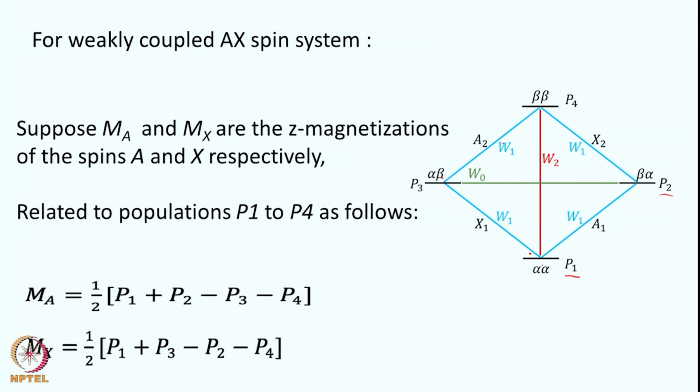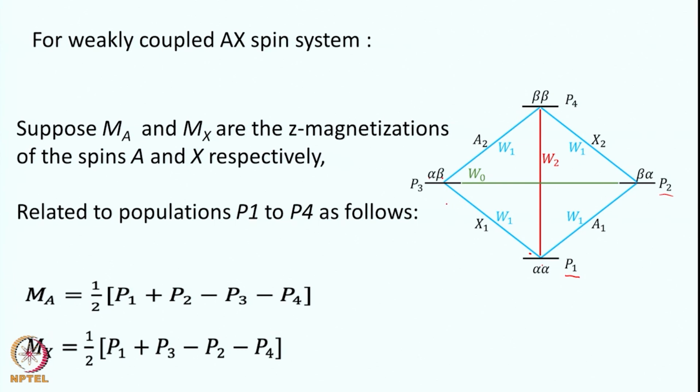So, we have here 2 for A spin and 2 for X spin, single quantum transitions. Then we have a double quantum transition, like alpha alpha state going to beta beta state, or P1 going to P4, that is a double quantum transition, and here it is a 0 quantum transition, alpha beta state going to beta alpha state. So, these are all transition probabilities and the populations of various states.